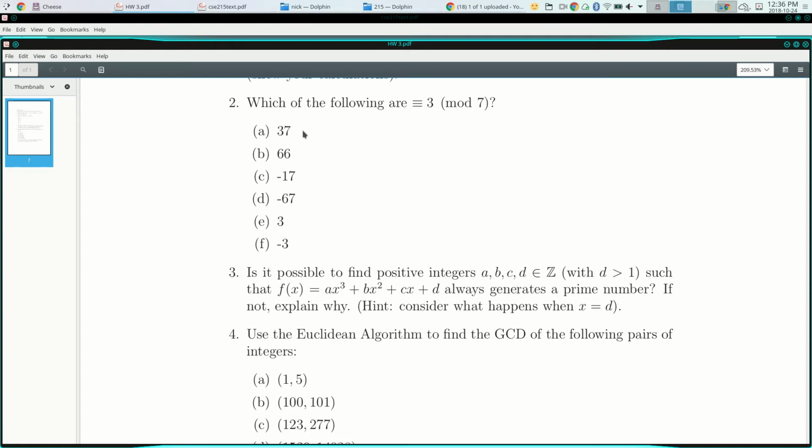All right, so 3 was one of these questions that I wanted you to just think about and see if you could get anywhere with this. It's not the ideal form of this question, but there's some things you can get to with this. So suppose A, B, C, D are integers and D is bigger than 1. Is it always possible that this function generates a prime number? And your gut should probably tell you no. But why is it not possible? And the hint here is consider what happens when x equals D.